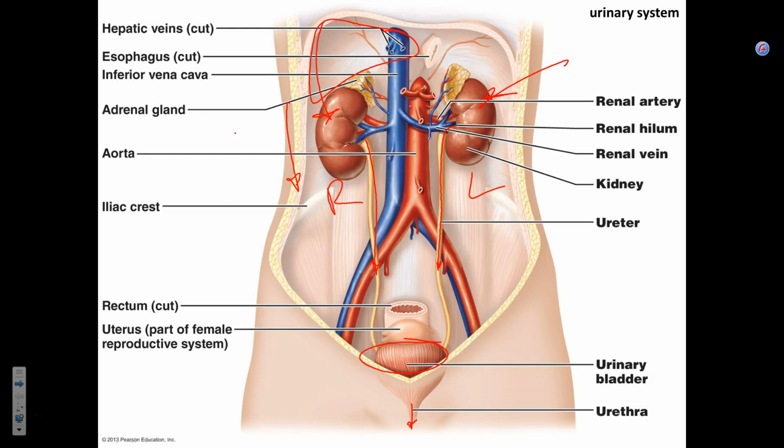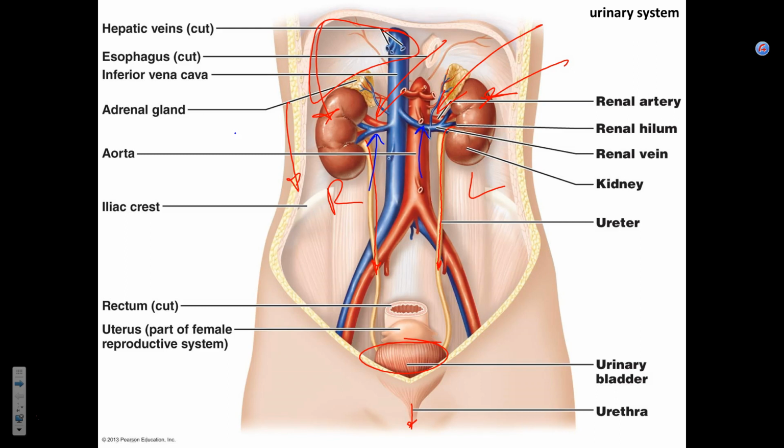Now, the blood supply. Kidneys receive about 25% of the cardiac output. So you can see that renal arteries and renal veins are a pretty substantial size. Renal arteries branch off the abdominal aorta, and renal veins drain into the inferior vena cava.